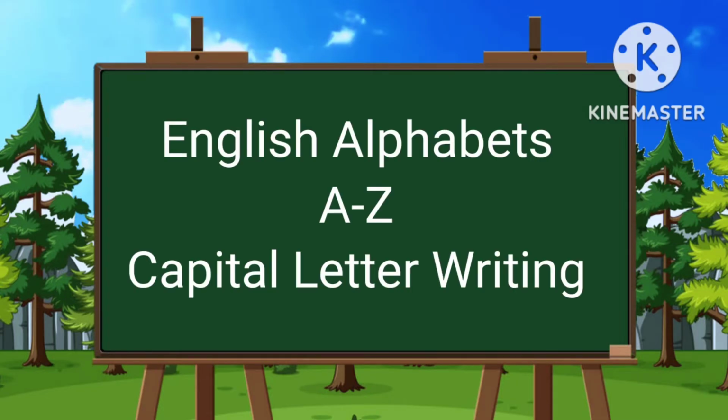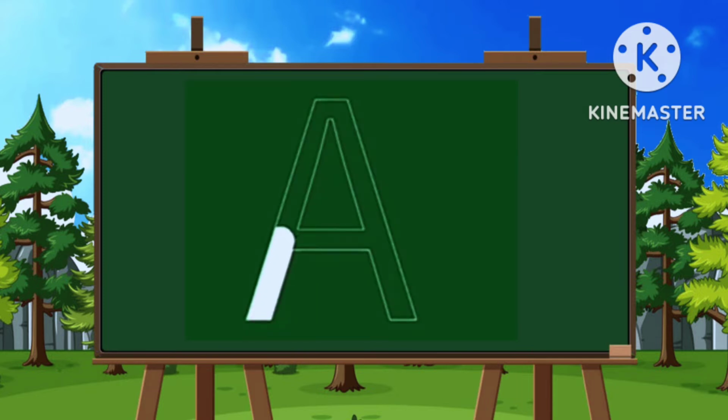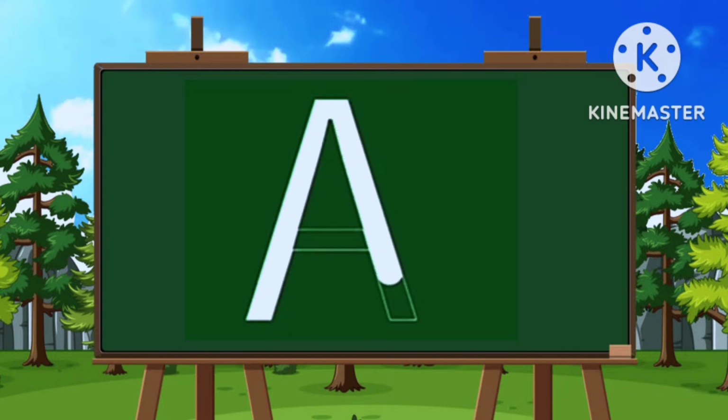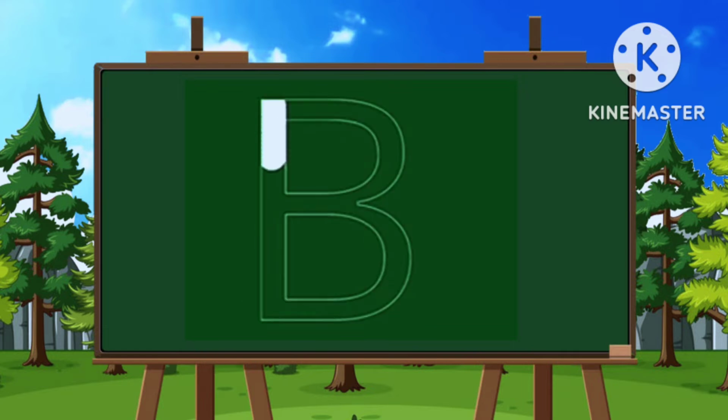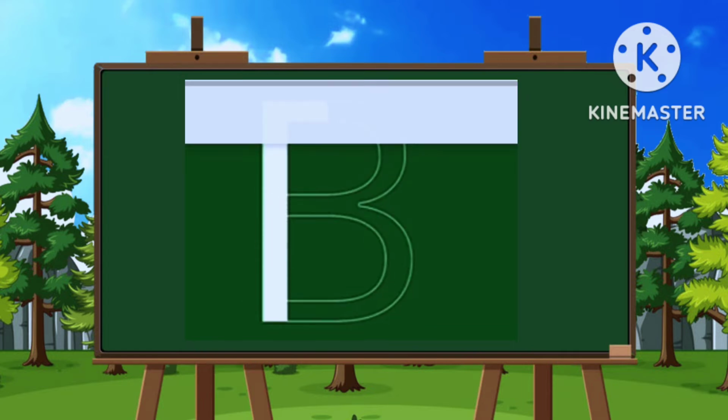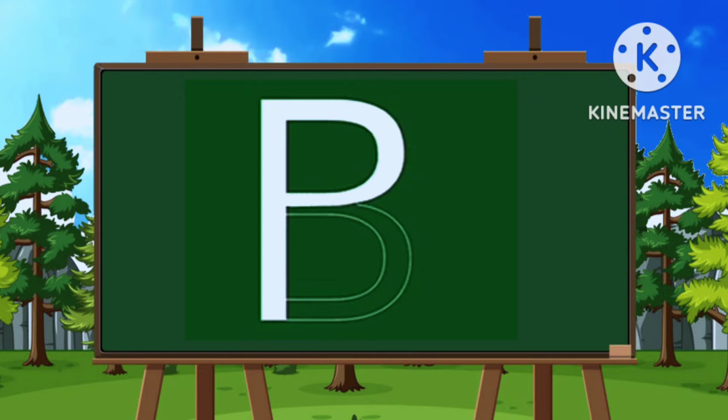Phonics Kids. Hello kids, today we will learn how to write capital letters. A. Slanting line, another slanting line down and a sleeping line. B. Standing line, half a round in between, another half a round down.